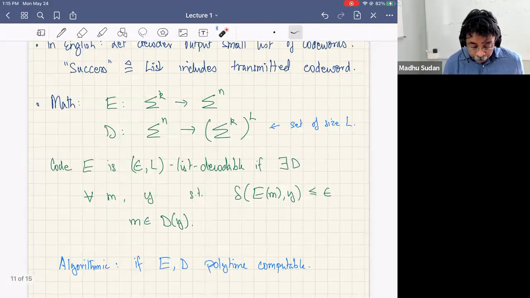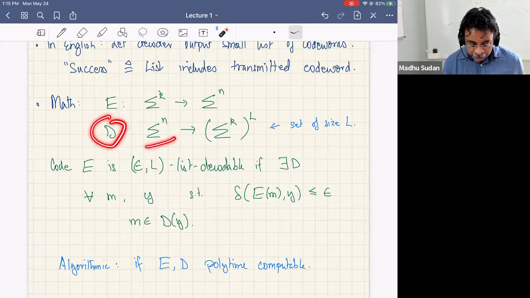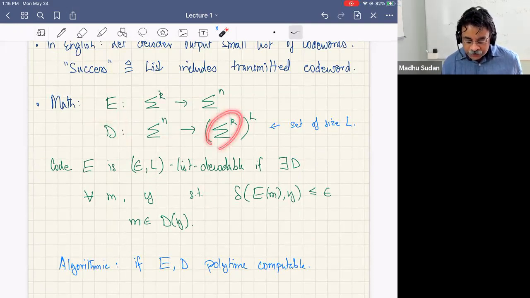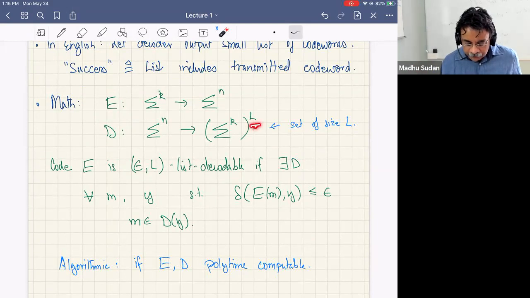Mathematically, what we're going to say is encoding is still the same, map k letter sequences to n letter sequences. Decoding is defined as: n letter sequences get mapped to a set of k letter sequences, a set of size L. I will call it a sequence of size L, but really it should be a set is the way I'm thinking of it. The ordering within the sequence is irrelevant. So there are L elements that we are outputting. And we say that it is correcting epsilon fraction errors using lists of size L.